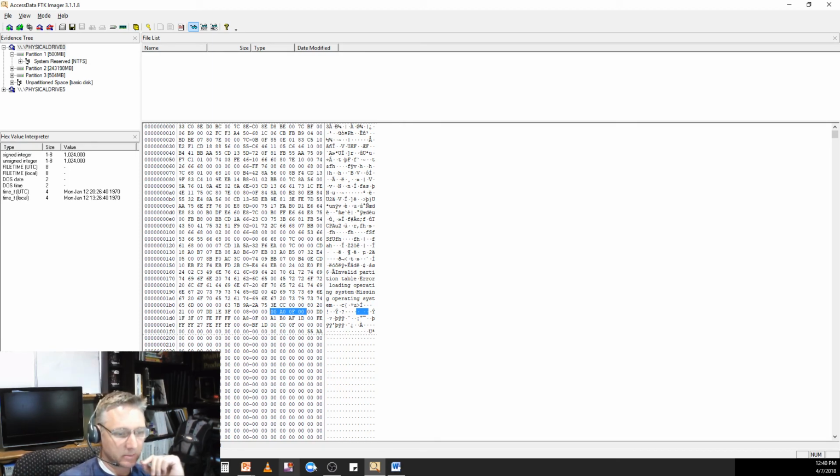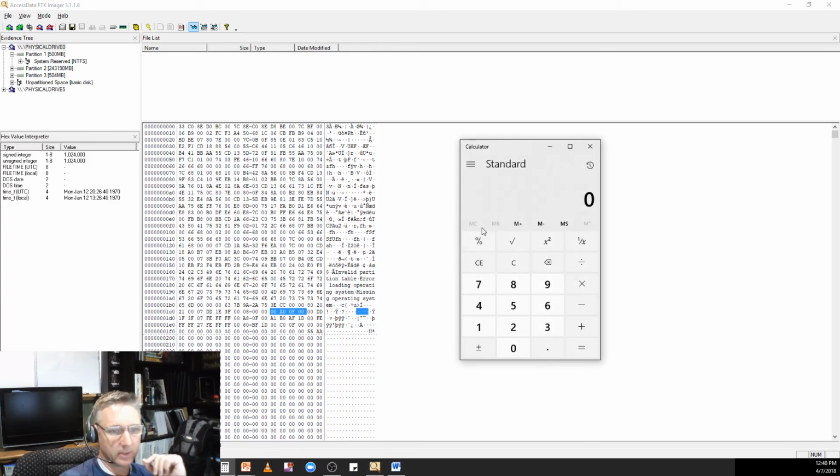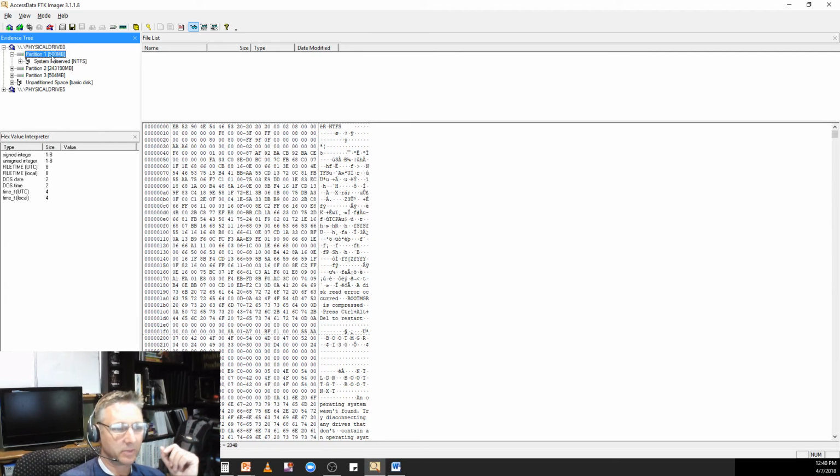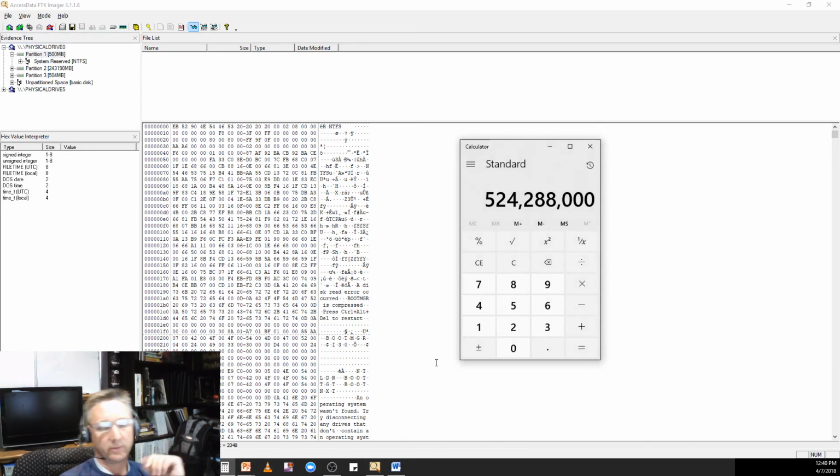But what we will do in the calculator is we'll say, well, if we've got 1,024,000 sectors and we've got 512 bytes per sector, then that gives us 524 million bytes, or 524 megabytes, a little more. And now we can see that this partition is a 500 megabyte partition. So that's where they get that value, 500 megabytes, actually 524 megabytes, but it rounds.